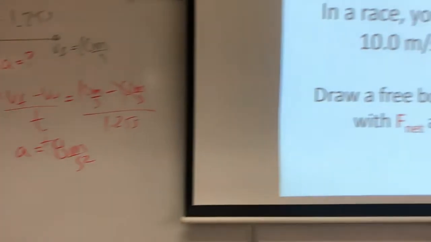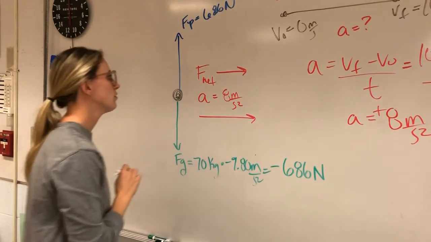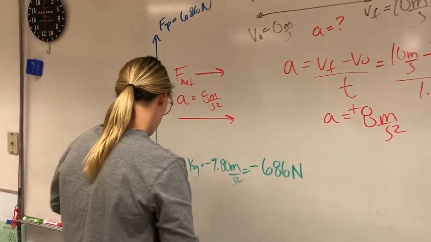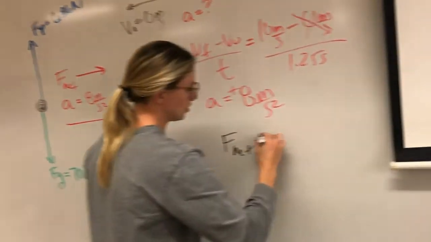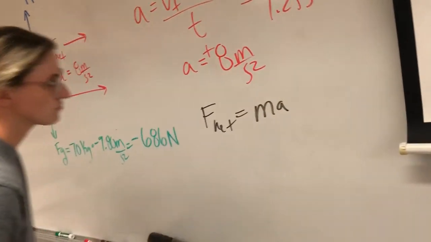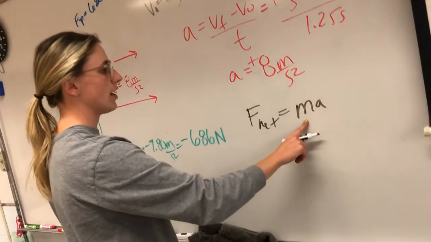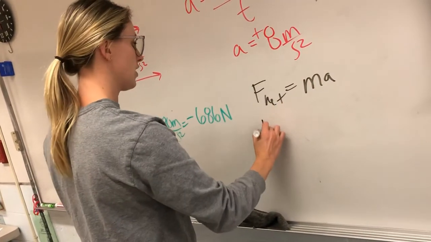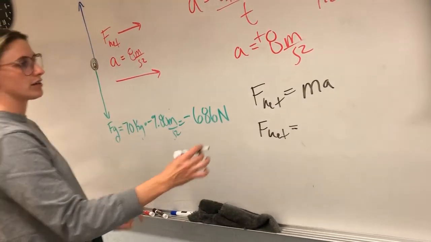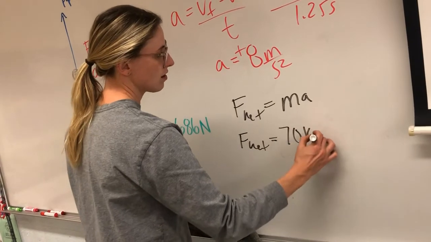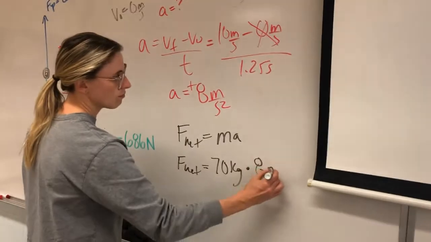Now, what's the net force? We know that the net force is in the same direction as the acceleration. How can we find it? Force net equals mass times acceleration. In order to find this, we need our mass, and we have the acceleration. Our mass was 70 kilograms, and our acceleration we just calculated was 8 meters per second squared.